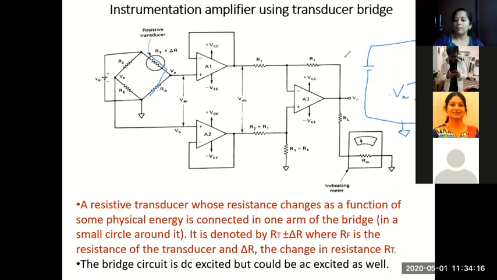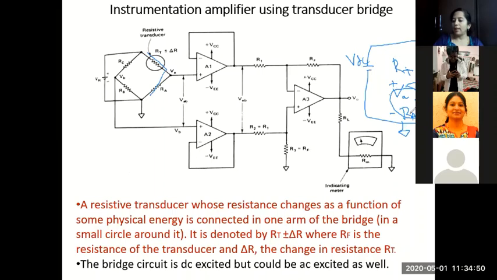If I take this arm, I have an excitation signal VDC or a connection. This is my RT plus or minus delta R, and this is RA, this resistance. So what's the voltage VA? VA is the voltage from this point to ground. Use the voltage divider rule: VDC into RA by RA plus RT plus or minus delta R. Yes or no?